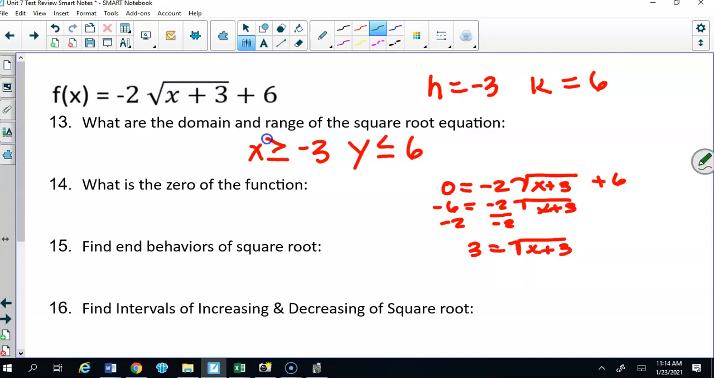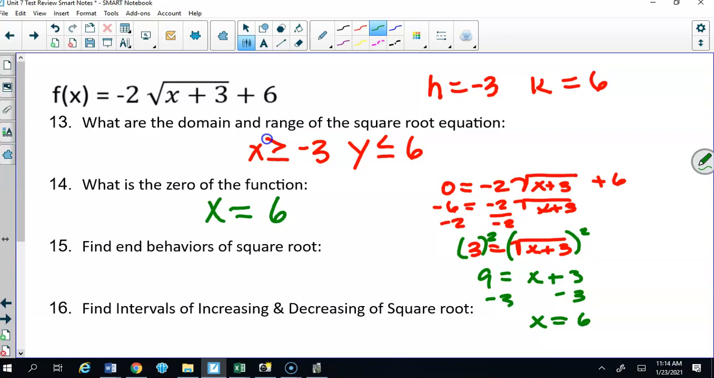So now we're going to square both sides. So that's going to give us 9 equals here, x plus 3. And we're going to subtract 3 from both sides. So x is equal to 6. So that is the 0 of our function. And again, remember, the way we solve that is by setting the equation equal to 0. Then we want to go back and look at our graph and see if we can determine the end behavior.